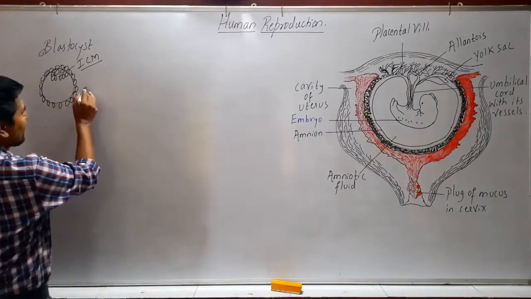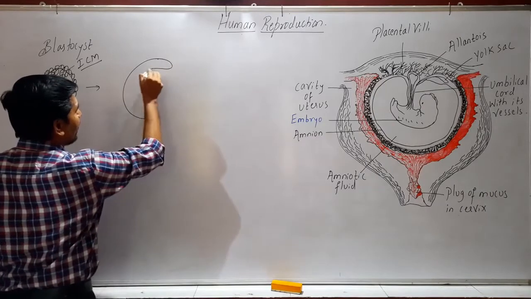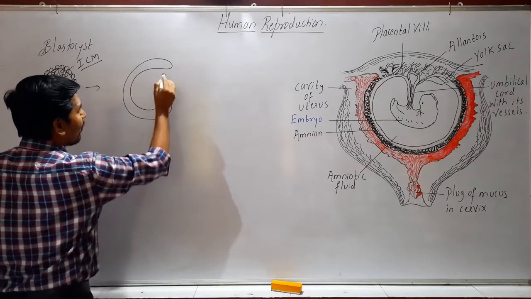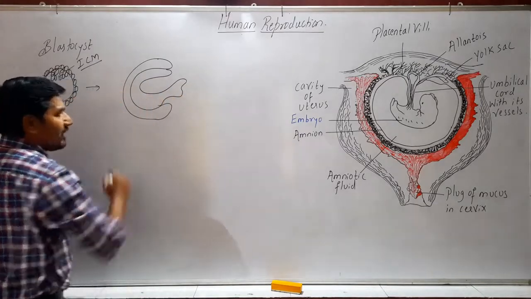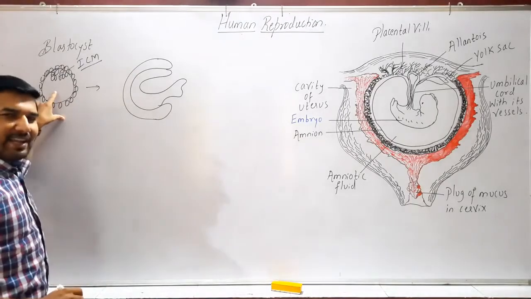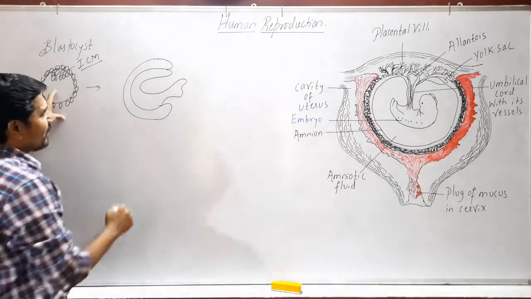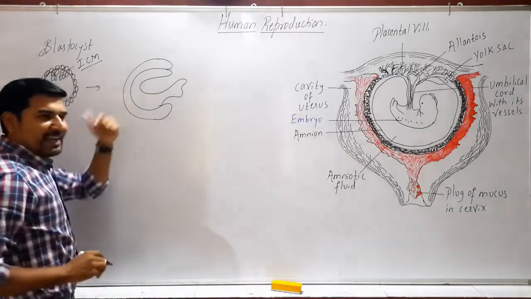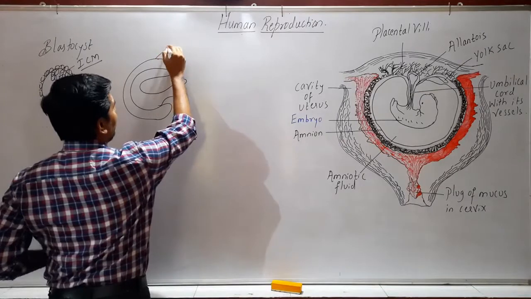Then this gets transformed into one more stage, which we call the gastrula stage. We know there is a cavity present in the blastocyst, which is called the blastocoel. Then in the next one, in the gastrula stage, what happens? Three germ layers are formed. The outer part is the ectoderm.